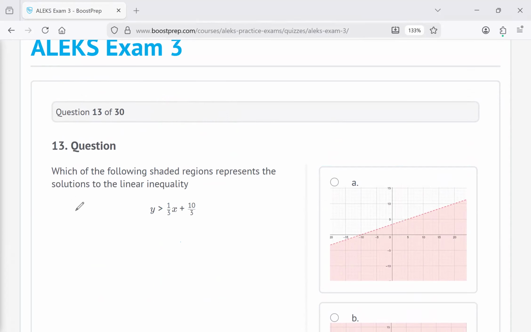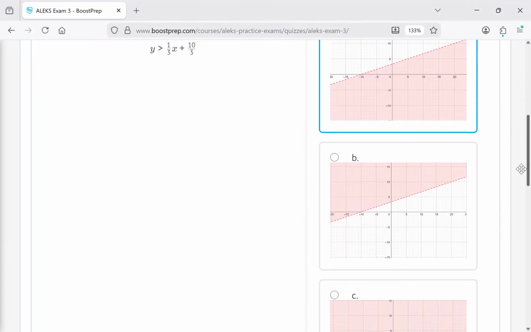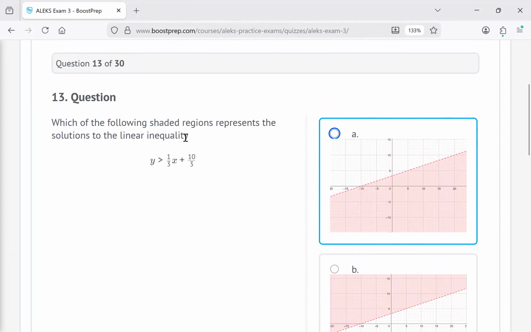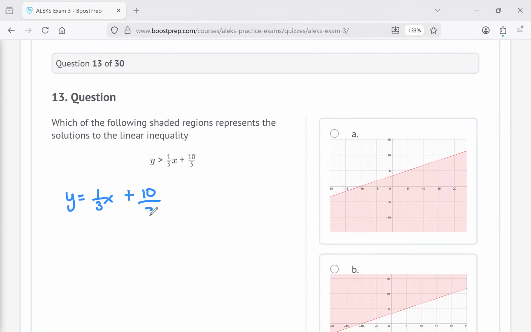Which of the following represents the solutions of the linear inequality? So this one is graphing an inequality. We have y is greater than 1/3 x plus 10/3. Is there anything we can eliminate immediately? Let me see. They all have that dashed line, so we can't eliminate any of these right now. But what do we know about this? If you want, you could say y equals 1/3 x plus 10/3.